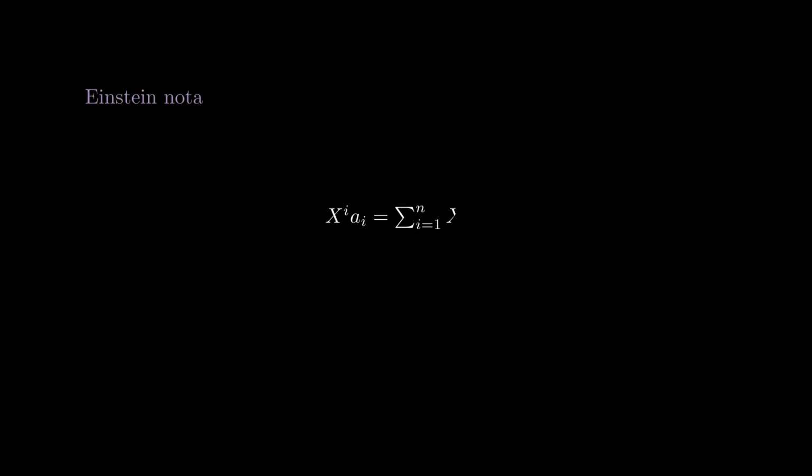The last thing I wanted to mention today is Einstein notation. Whenever a summand has a repeated index, we are summing over that index. For example, if I write x^i a_i, we actually mean the sum from i equals 1 to n of x^i a_i. Similarly for x^i y^j a_ij, and we will see many more examples in the future.